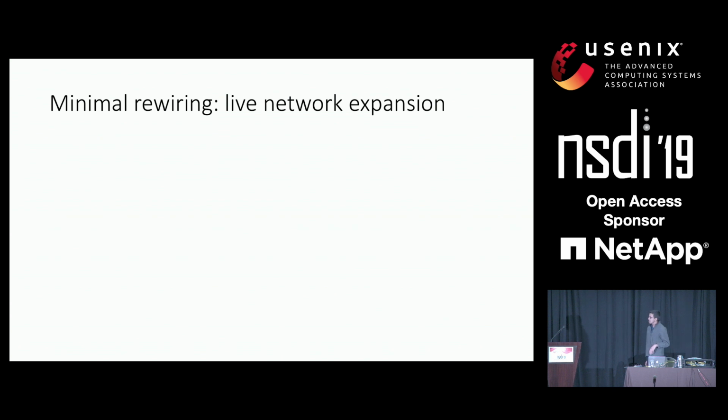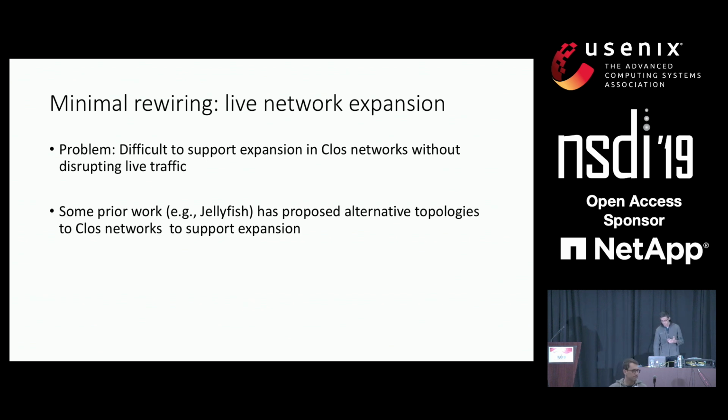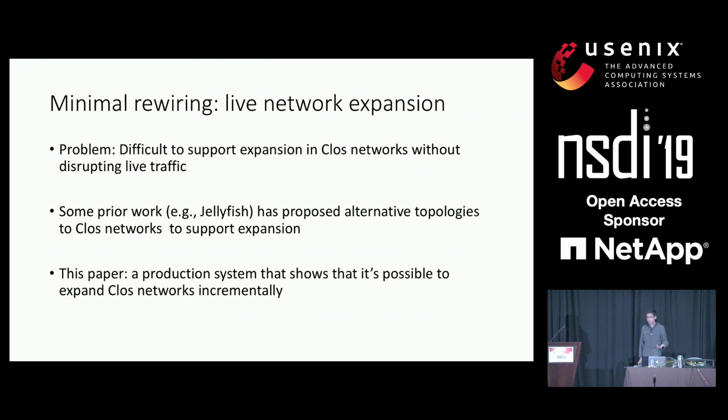So the second paper is about live network expansion. It starts off with this premise that it's difficult, or it's considered difficult, to support expansion in flow networks without disrupting live traffic. In fact, there's been a bunch of prior efforts that have explicitly taken this as a starting point and come up with new topologies that are more amenable to expansion. And this work, which is in production at Google, shows that it's possible to expand flow networks incrementally.